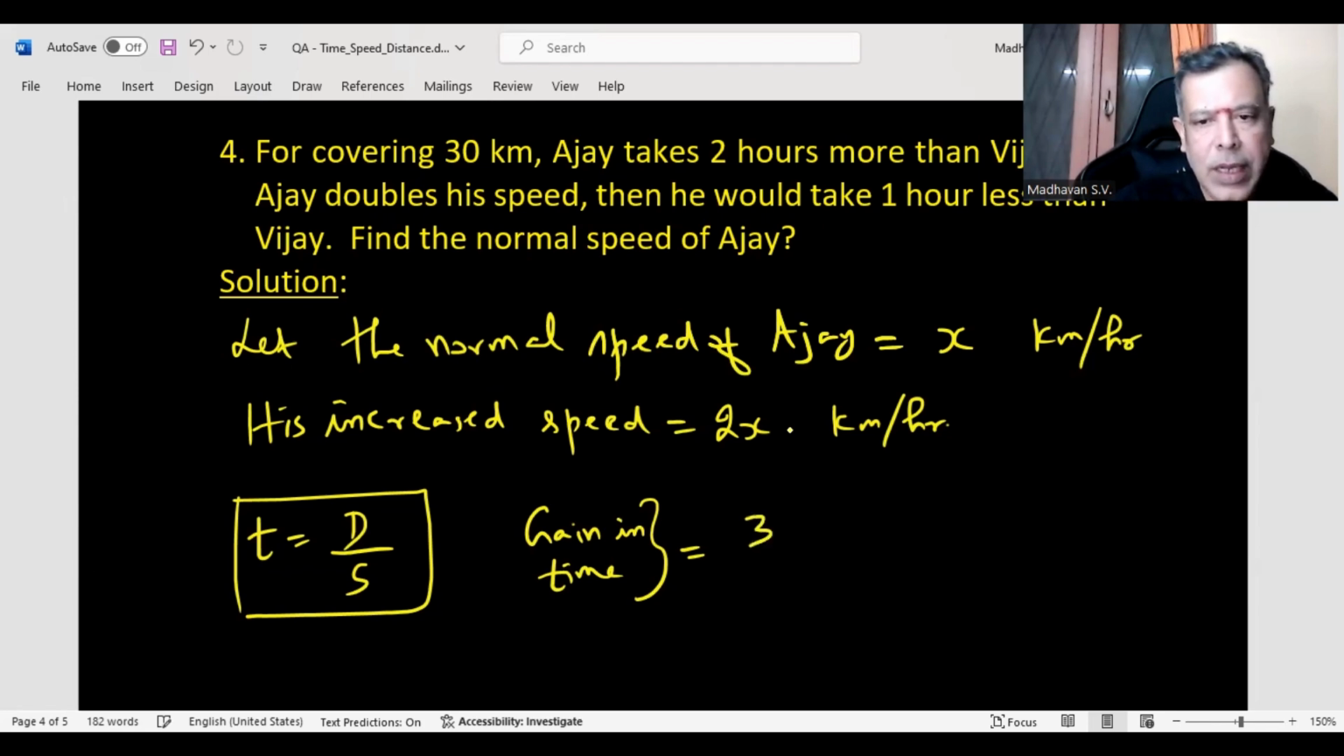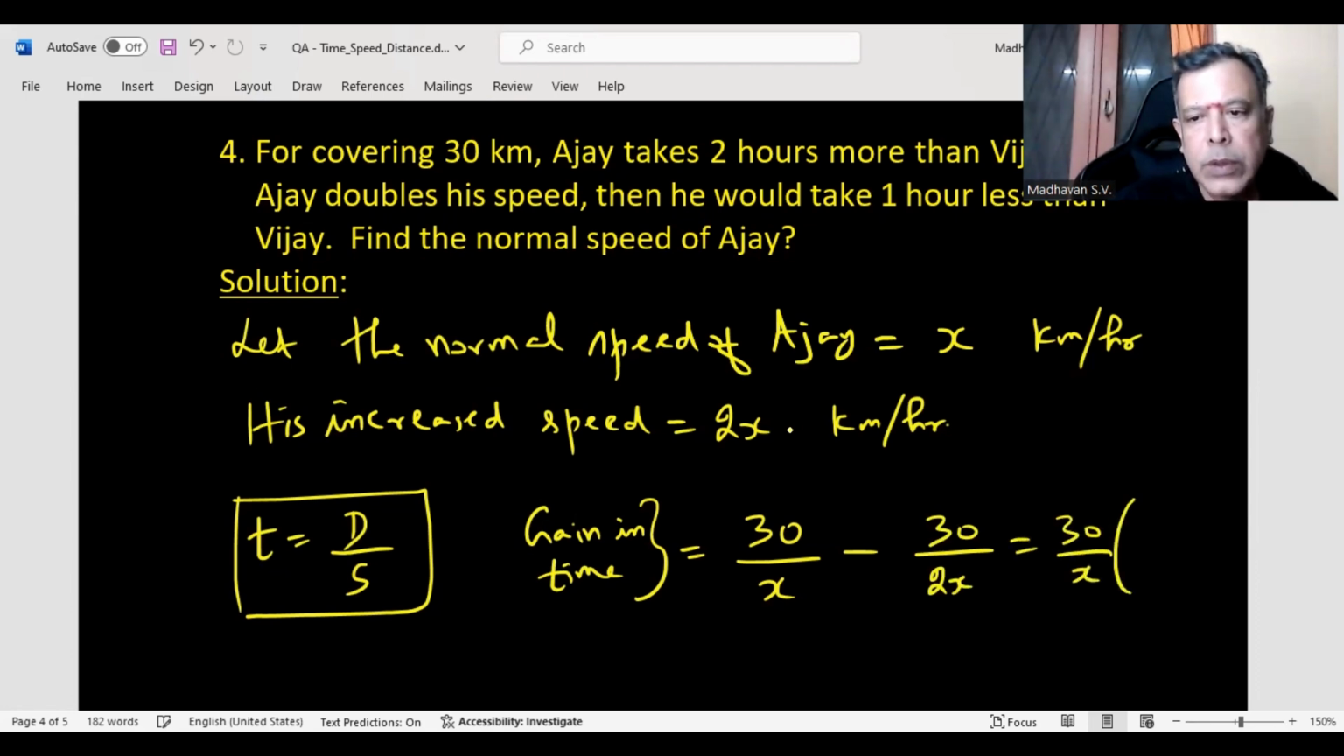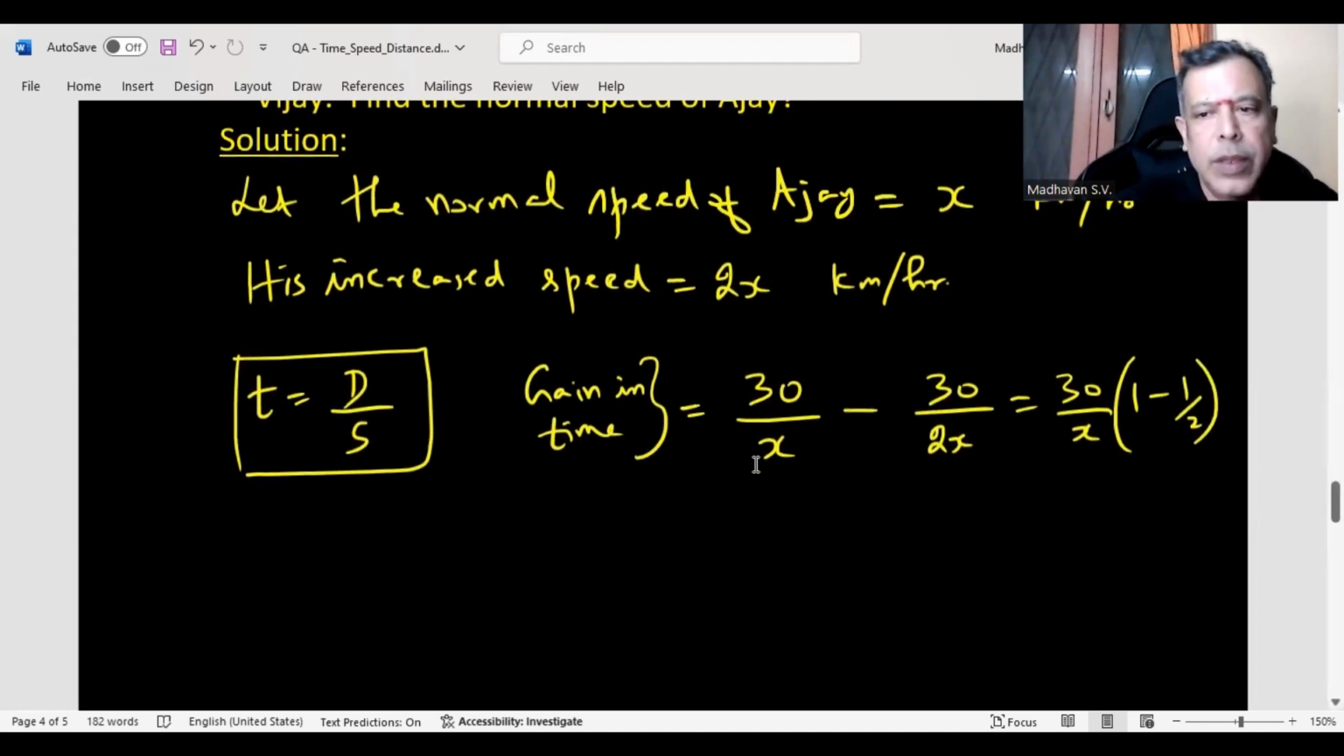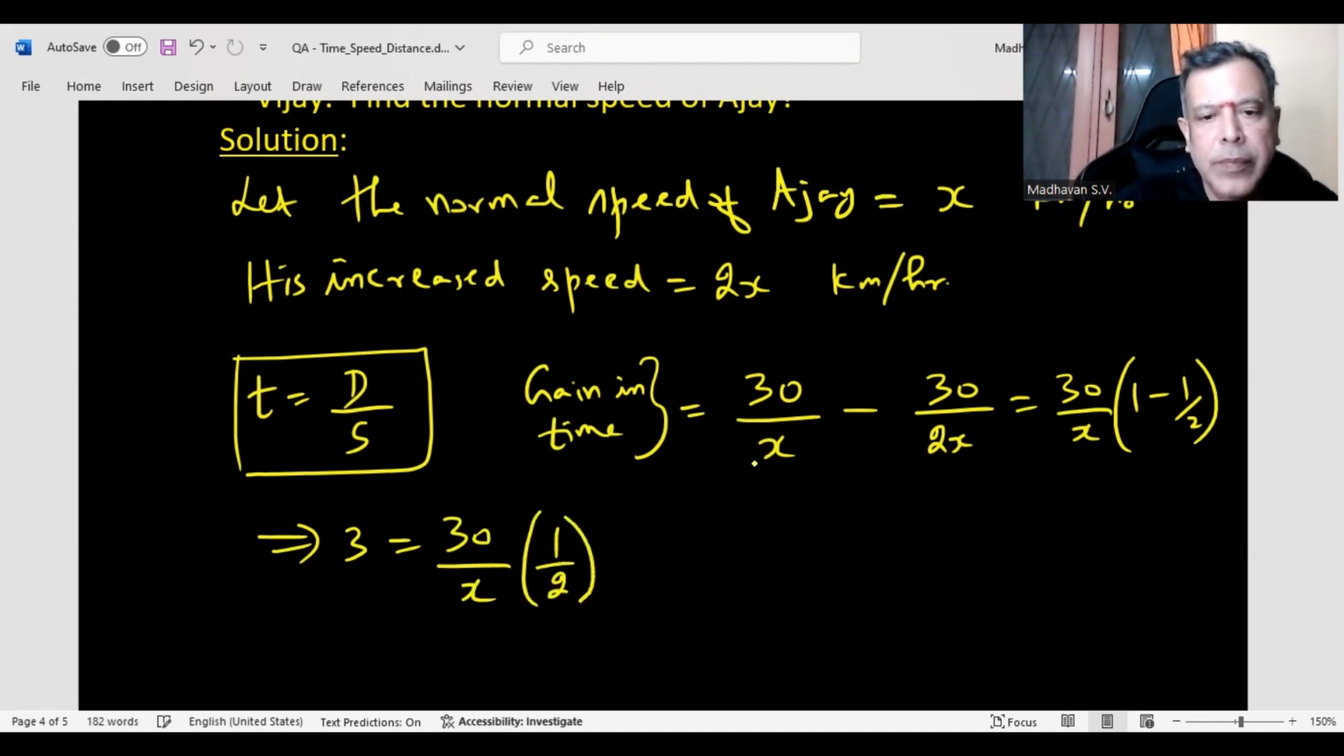the time taken in the normal speed minus the time taken in the increased speed. Means 30, the distance traveled, divided by the normal speed x, minus 30, the distance traveled, divided by the increased speed 2x. So in this, 30 by x is common. So 1 minus 1 by 2. So gain in time, we know it is 3 hours totally. So 3 can be equated to 30 by x times 1 minus half, which is half only.